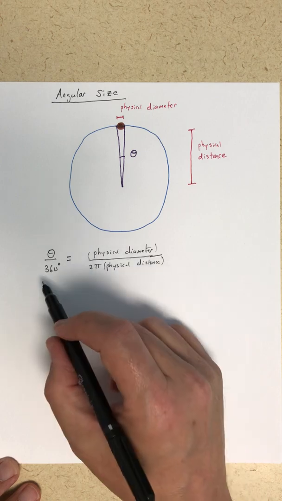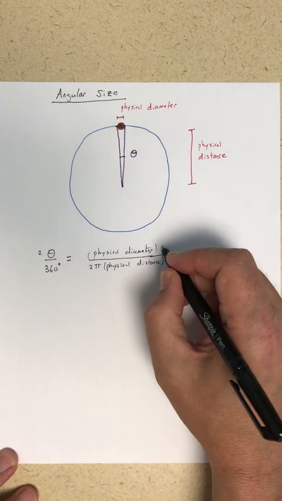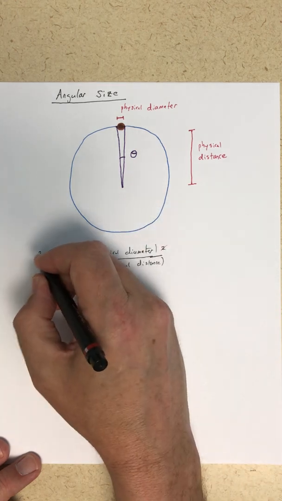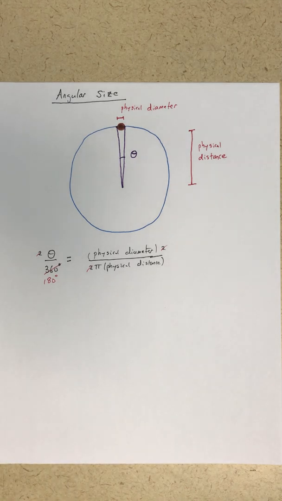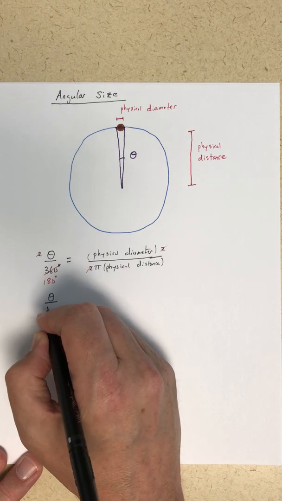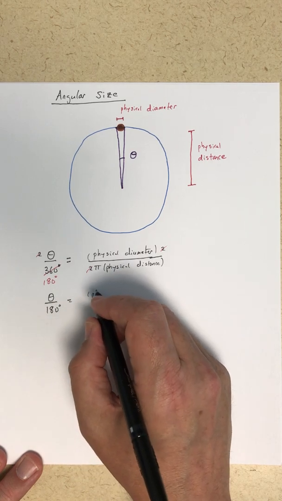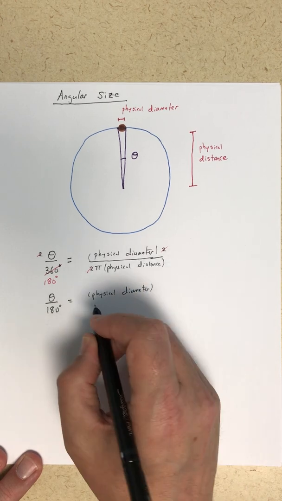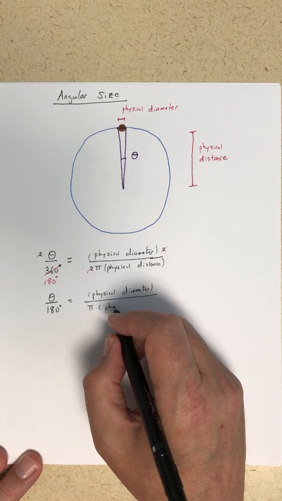Okay, so I have a 2. I can simplify this equation. I'm going to multiply both sides by 2. When I do that, that 2 will cancel out, and this will become 180 degrees. So let me rewrite that. Theta over 180 degrees is going to be the physical diameter over pi times the physical distance.